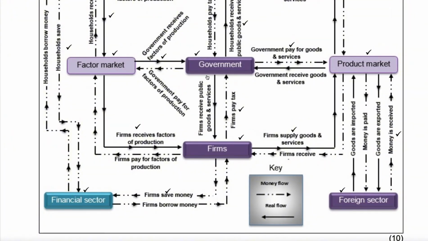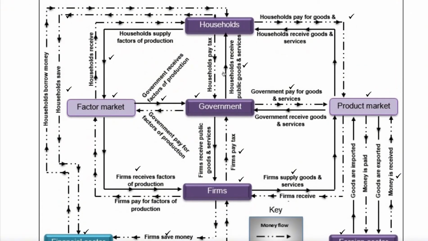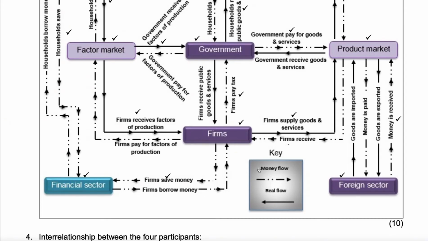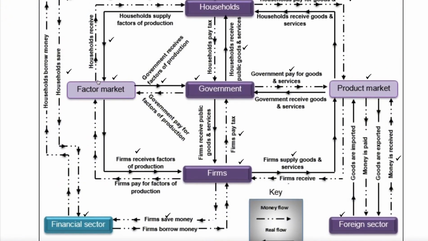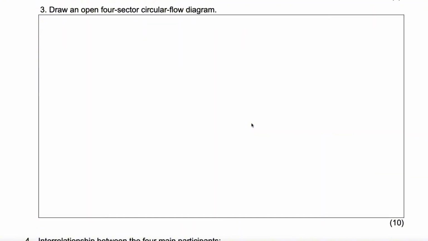Now, if you check, all the lines that are solid in my whole circular flow diagram or model represent real flow, and all the dotted lines are representing money flow. And if you check properly, you'll see in all instances, real and money flow are in opposite directions. Okay, now I'll make my diagram disappear. So you have to be able to draw what you saw here.